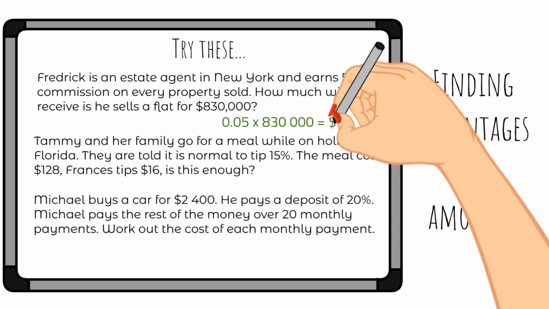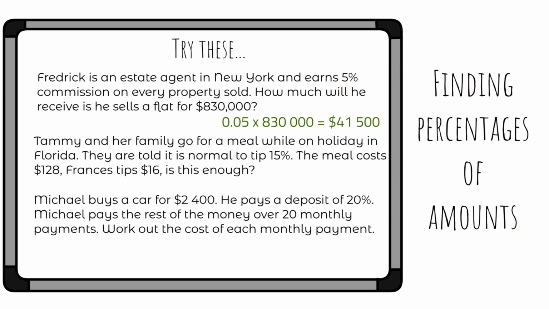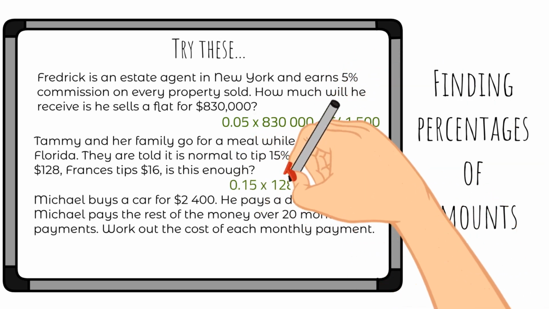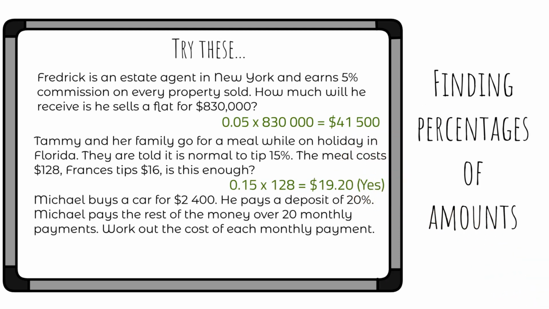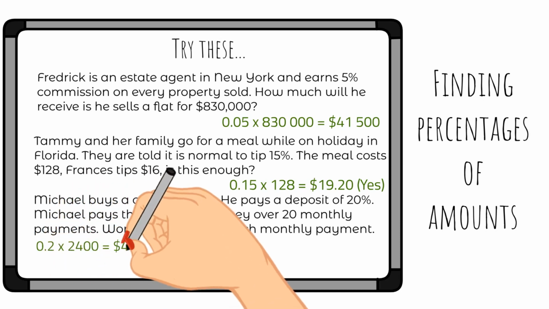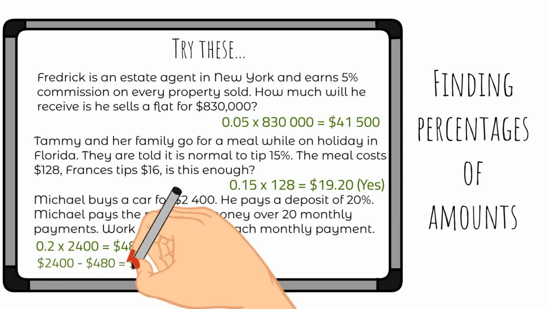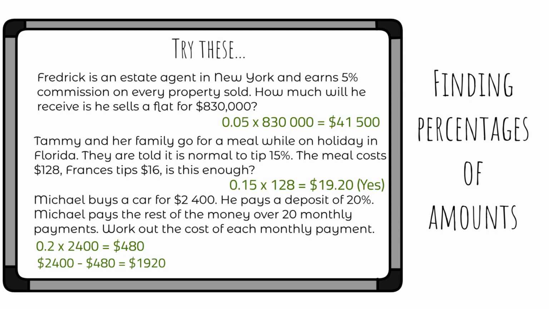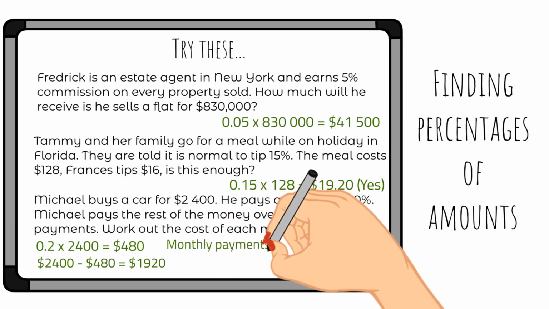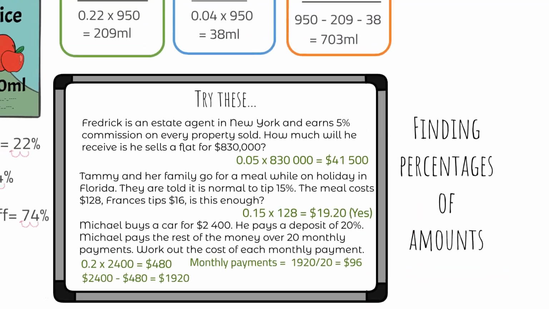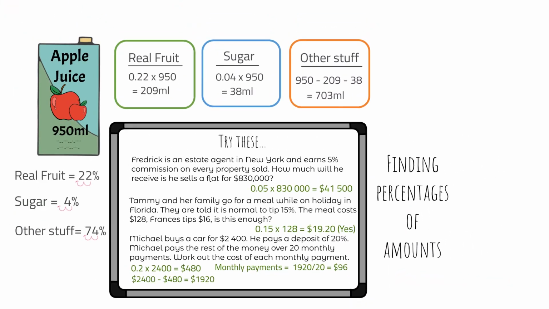Frederick earns a whopping $41,500 commission on that property. Tammy's tip is $19.20, so yes, this is deemed socially acceptable in Florida. Michael pays $480 upfront for the car. Well, if we minus that from the cost of the car, we get a remaining $1,920 that needs to be paid. Divide that by the payment period of 20 months and we get $96 per month.